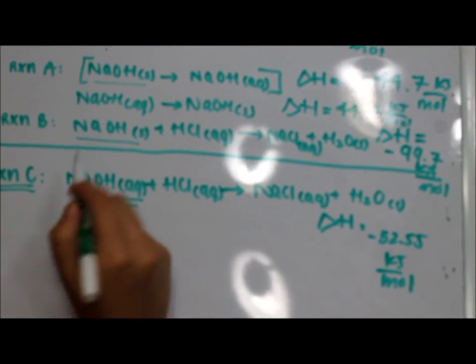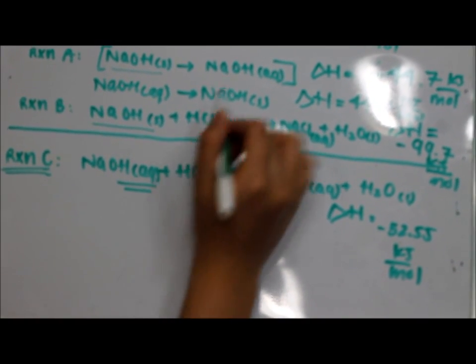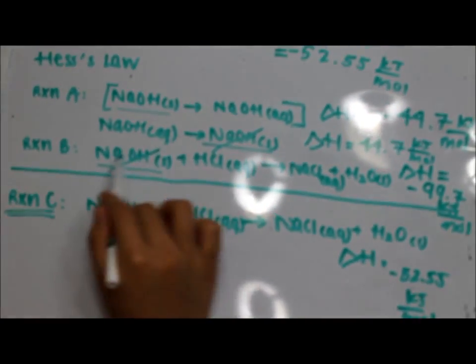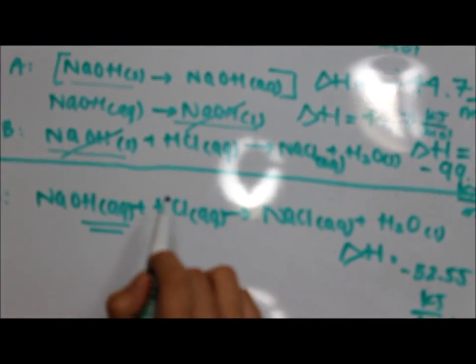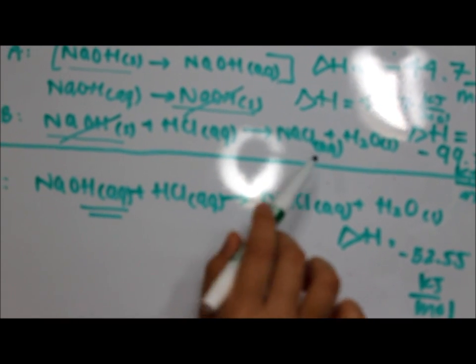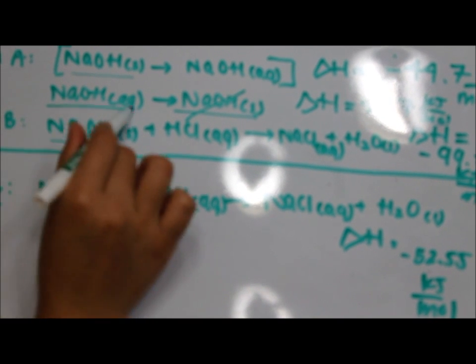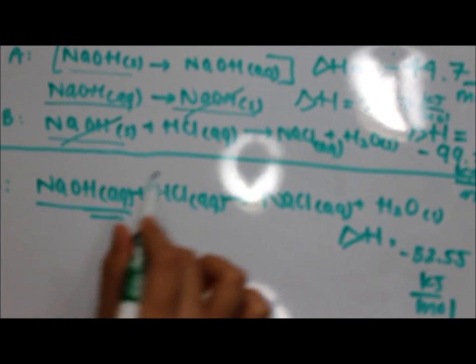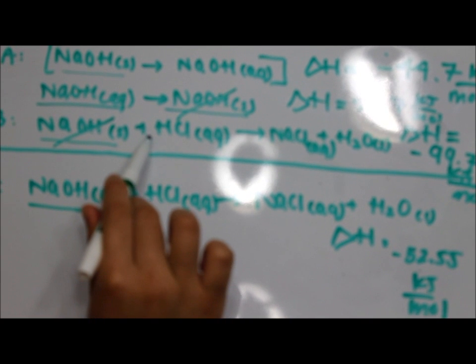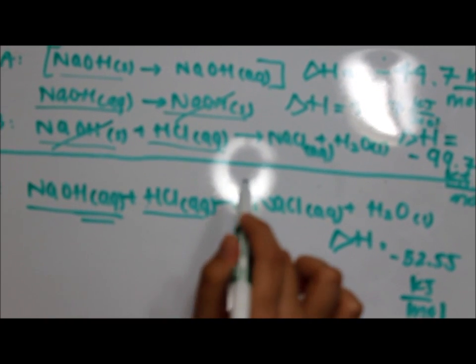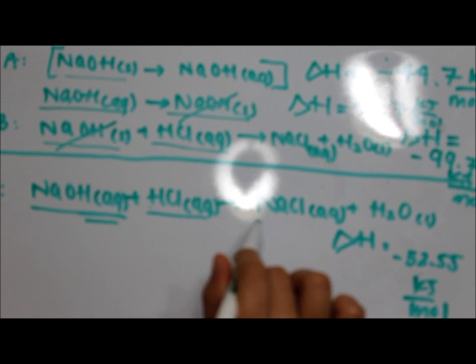We're going to do some canceling so that it simplifies our expression. So here you see solid sodium hydroxide and solid sodium hydroxide. You can cross those out because they're on opposite sides of the reaction. And that's all the canceling we can do. So here, aqueous sodium hydroxide plus aqueous hydrochloric acid makes aqueous sodium chloride plus liquid H2O.